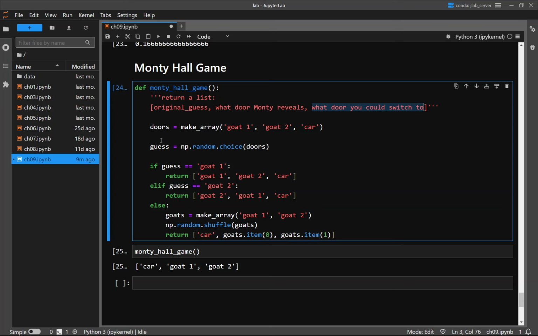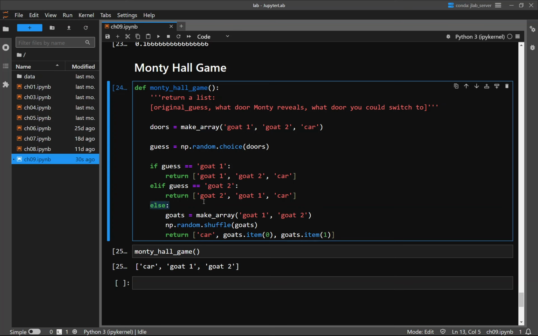All right. So we're going to make a guess randomly of our doors. Here's the doors. Our guess is either the door with a goat, the door with the other goat, or the car, right? We're going to randomly pick one of the doors, and it either has a goat or a car, and so we'll get that guess. That's our random guess. And then if we guessed a goat, then our original guess was a goat. Monty's going to show us the other goat, and we'll get a car in the door that we could switch to, right? If we pick the other goat, same idea. It's just goat 2 versus goat 1.